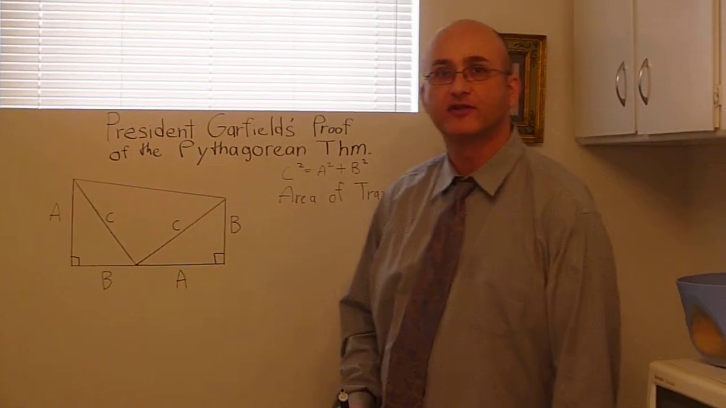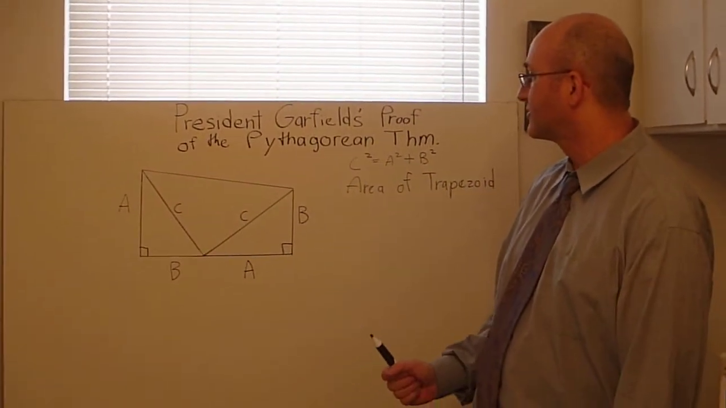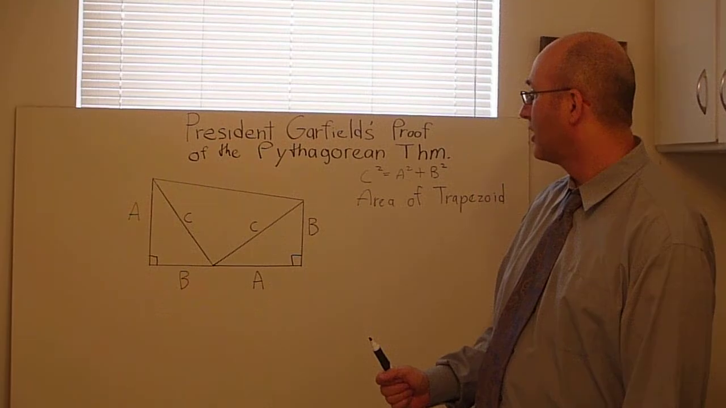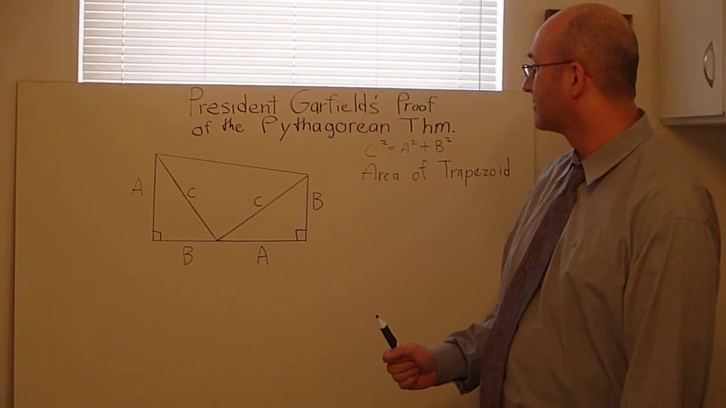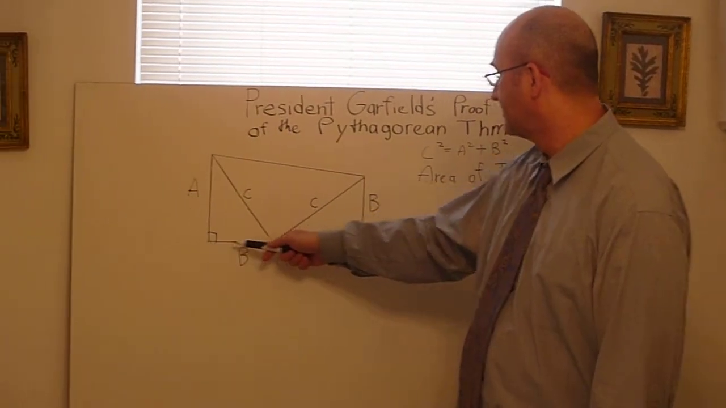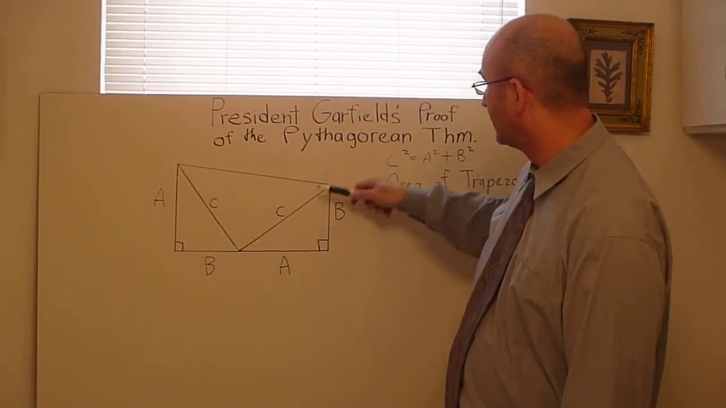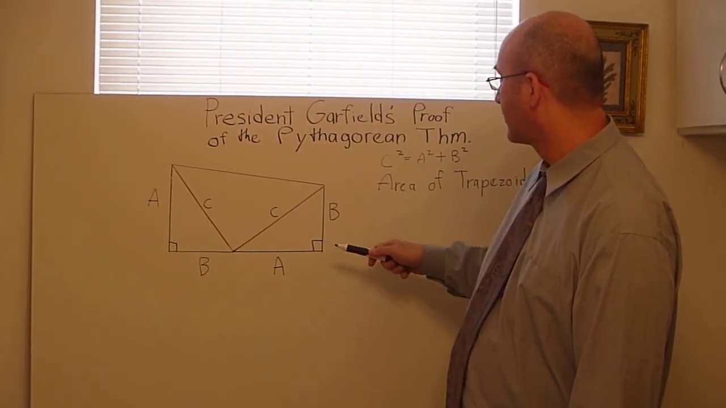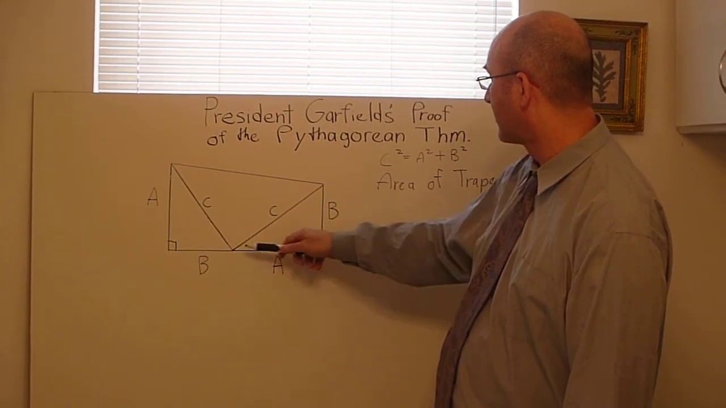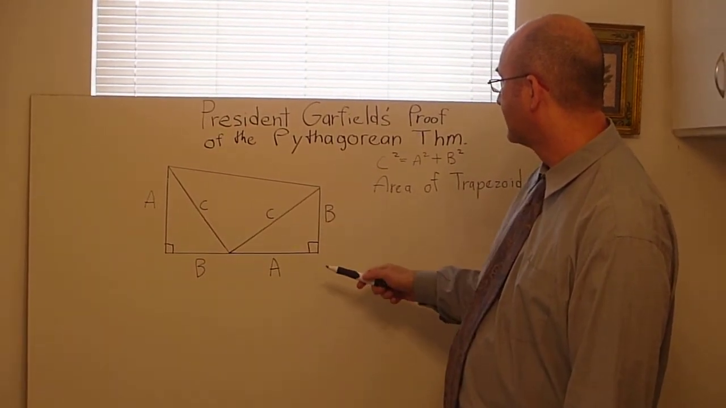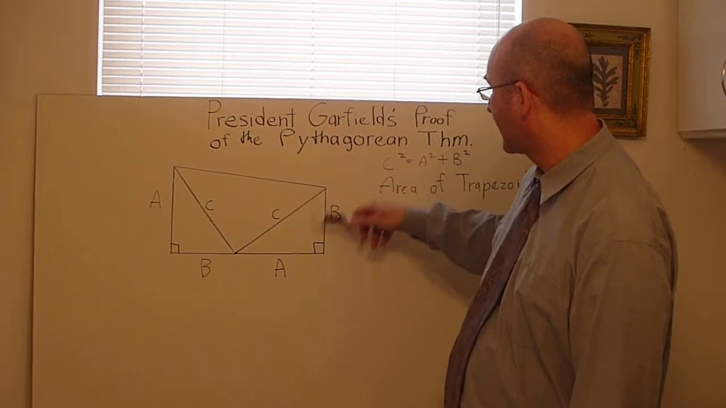And the definition of a trapezoid is a quadrilateral with two parallel sides. So you'll notice that these two sides are not parallel. But these two sides are parallel because they both consist of the legs of right triangles. And since they're both perpendicular to the bases, they're parallel to each other.